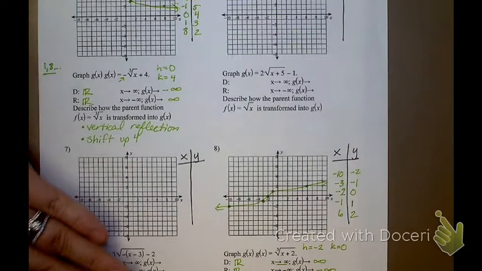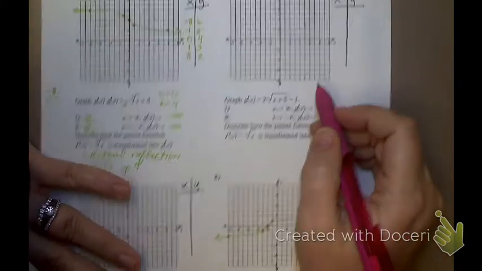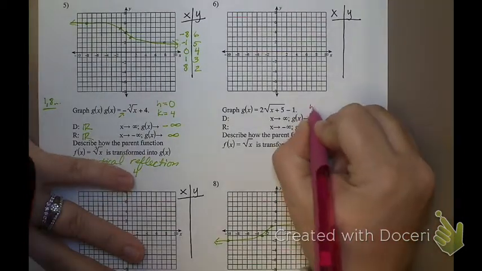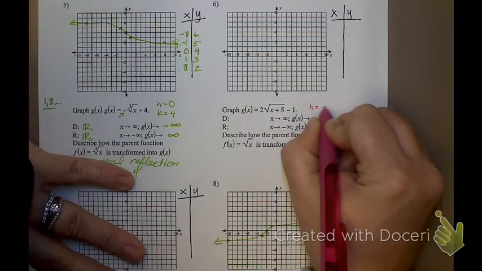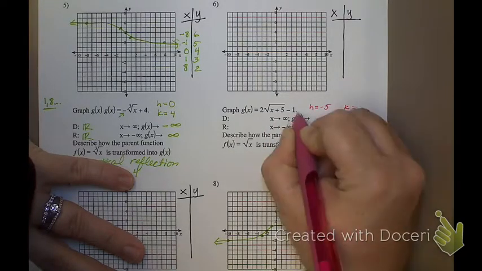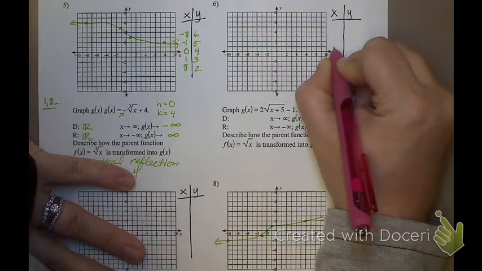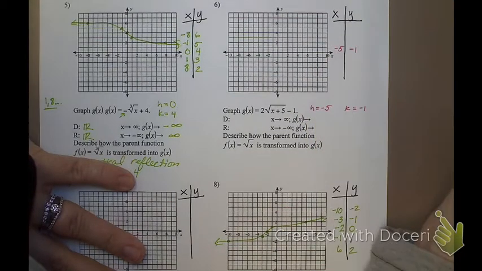I'm going to start off with this square root up here. Okay, what is my h value? -5. And what is my k value? -1. So -5, -1 goes in the middle.